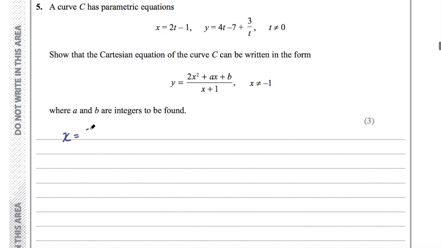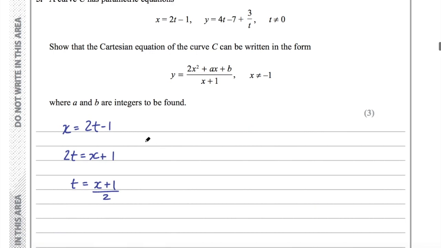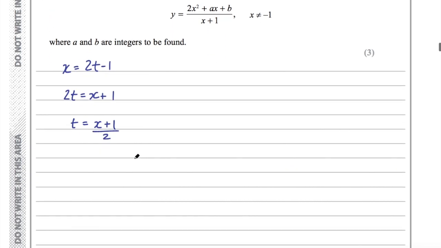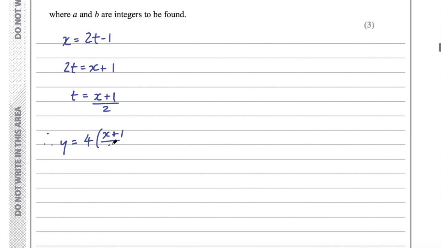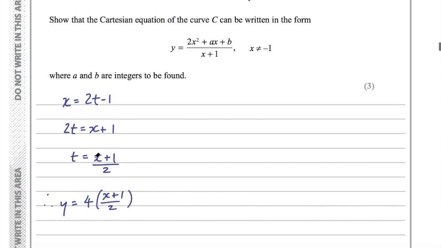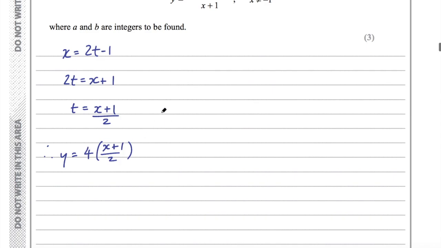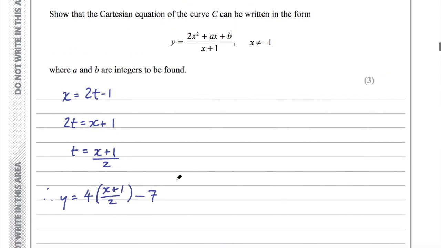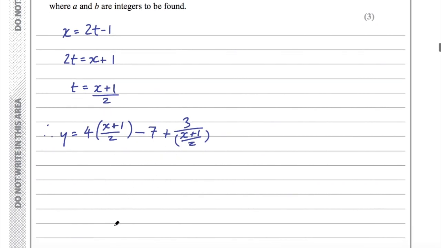So if x equals 2t minus 1, 2t will equal x plus 1, and then t will equal x plus 1 divided by 2. Okay, so now we have t in terms of x, and we can substitute that into the equation for y. So therefore y will equal 4 times x plus 1 on 2. I'm just taking this value for t, x plus 1 divided by 2, and substituting it into this formula everywhere where I see t. So this will be 4 times x plus 1 divided by 2 minus 7 plus 3 divided by x plus 1 divided by 2. Alright, and now we need to go ahead and simplify this as best we can.